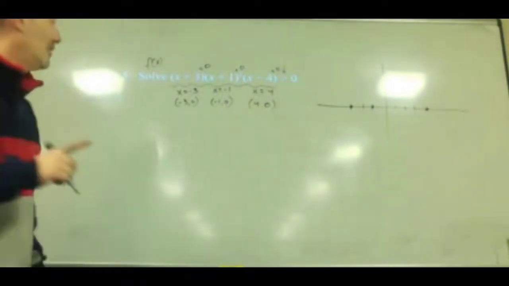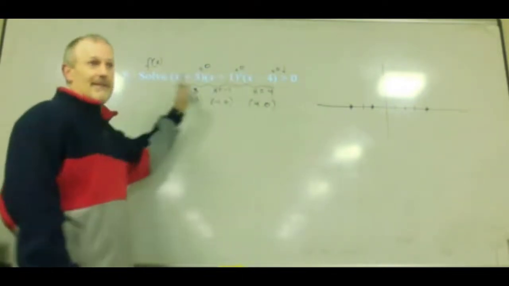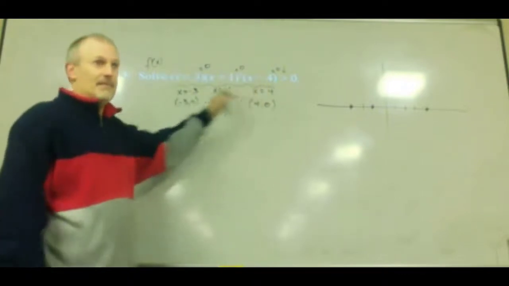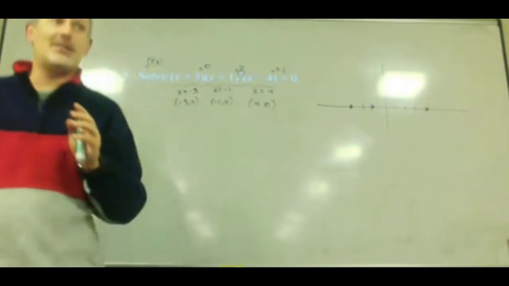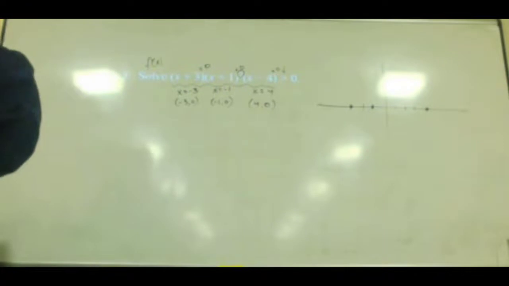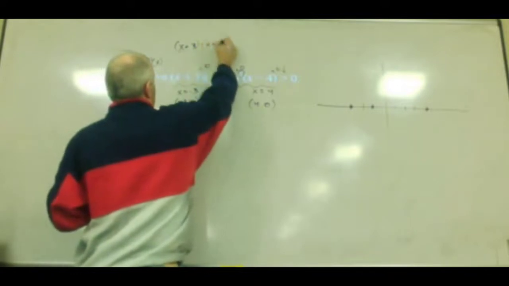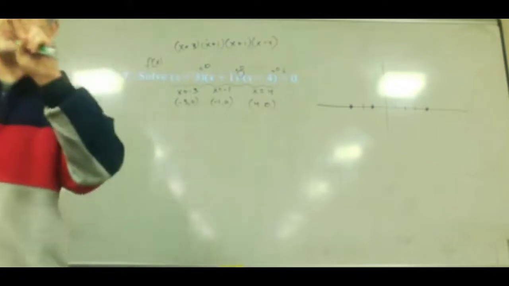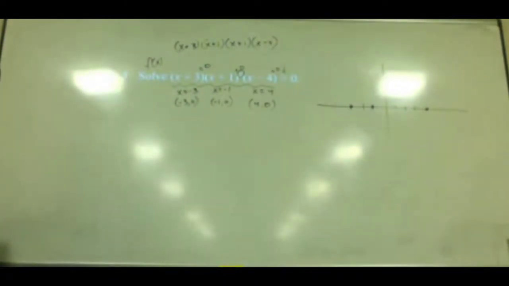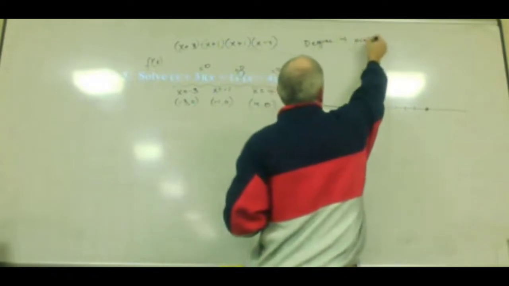Let's look at our end behavior. What is the degree of this function if we would multiply it out? It looks like x cubed, but remember we've got a 2 there. So we actually have x to the 4th power. If you think about it, it's x plus 3, x plus 1, x plus 1 again, and x minus 4. There are 2 x plus 1s, so you have 4 x's that you're multiplying together. So our degree is 4. And what's important there is that it's even.